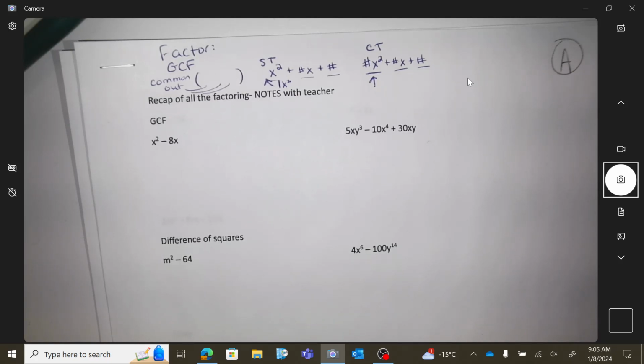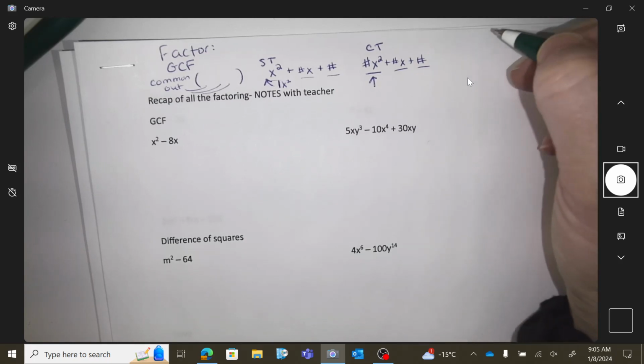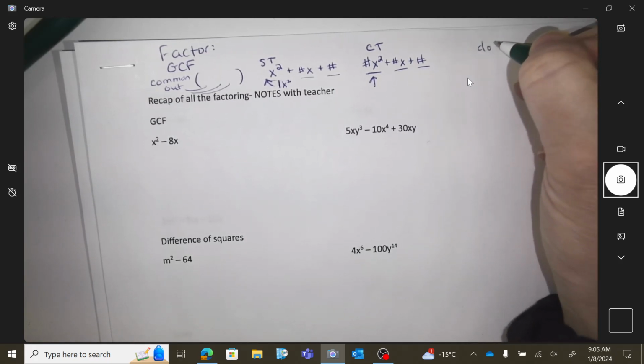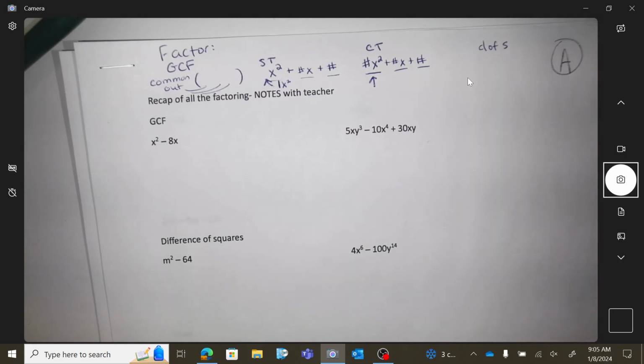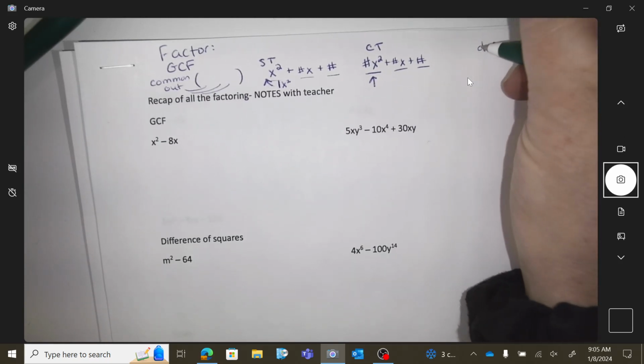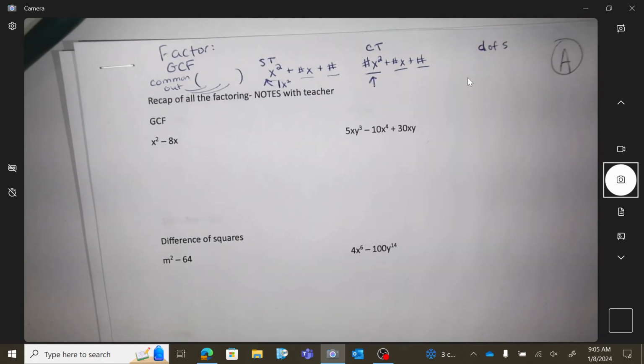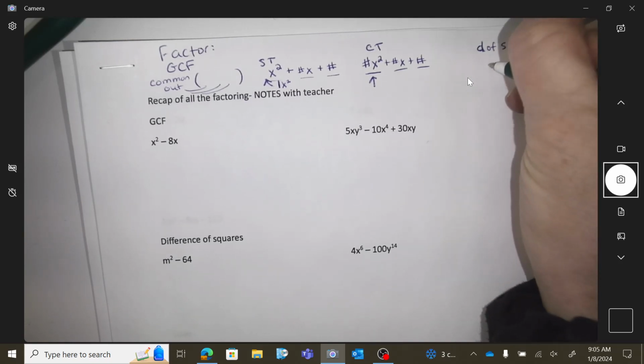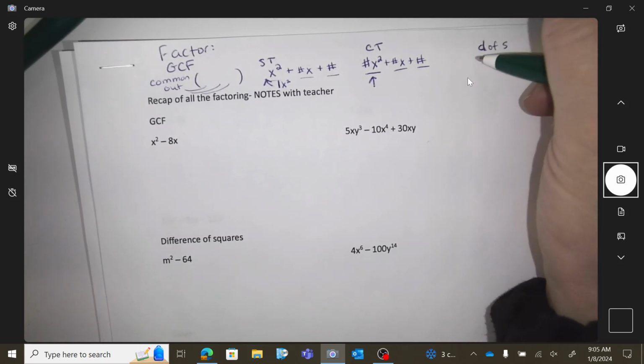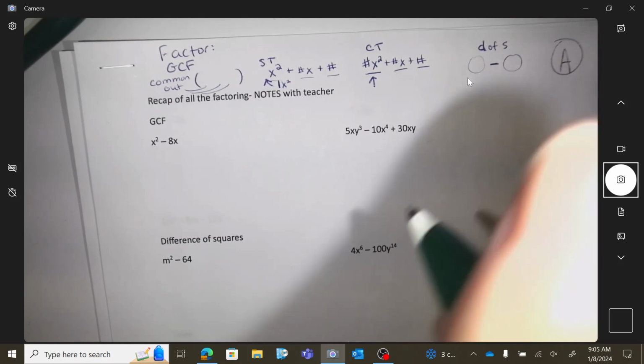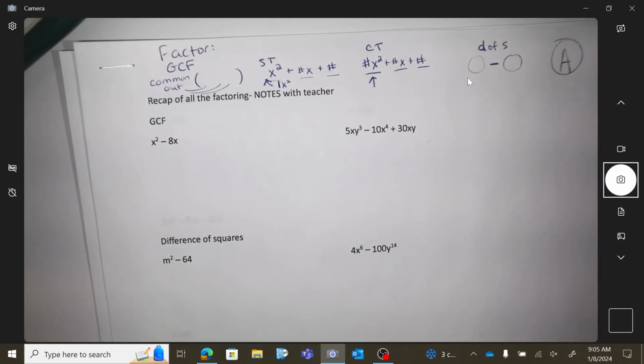And then there was one more style, and here's the abbreviation for it. DS, what do you think that would stand for? Difference of squares. So the difference means to subtract, and then you would have 2 items. So in that one you only have 2 things. It's not a trinomial.